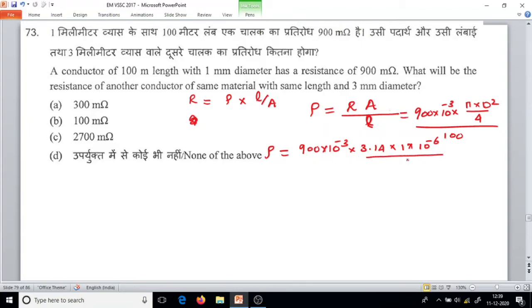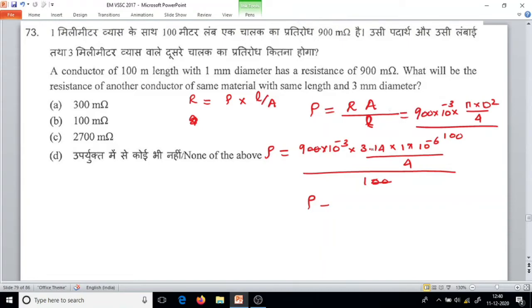Divided by 4. The whole divided by 100. So this cancels. If we solve this, it comes to... now we can solve it.